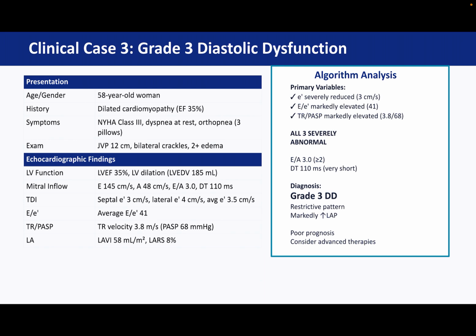Other confirmatory findings: the left atrial reservoir strain is 8, which is very reduced, and the left atrial volume index is 58, which is markedly enlarged. Therefore, the diagnosis is grade 3 diastolic dysfunction with restrictive filling physiology and markedly elevated left atrial pressure. Prognosis for these patients is worse than grade 2 diastolic dysfunction.